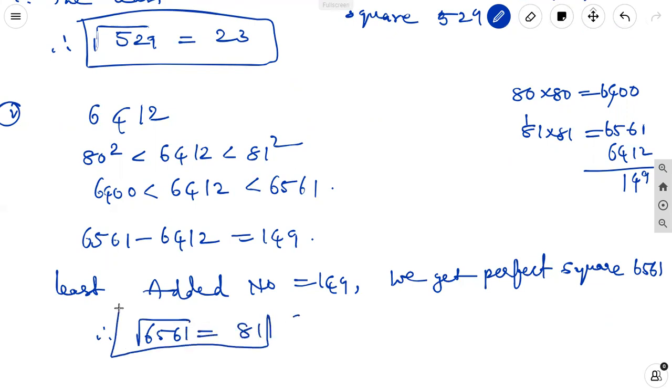This is the answer, and you can go through it like this. Just go to the nearer squares and find the successor perfect square, make the difference. Then that number is added to the given number.